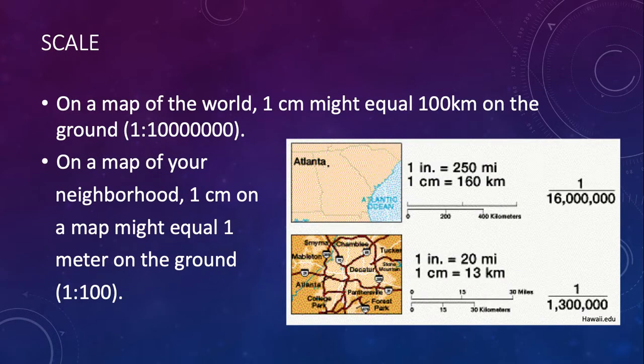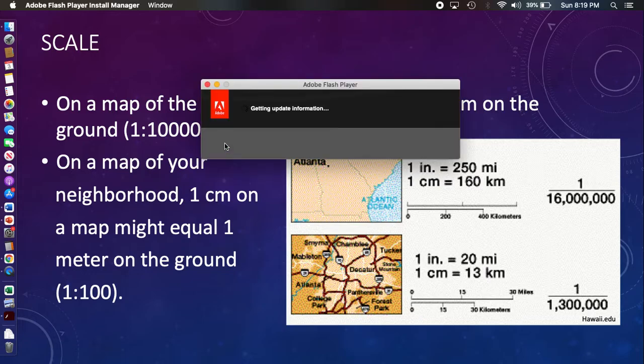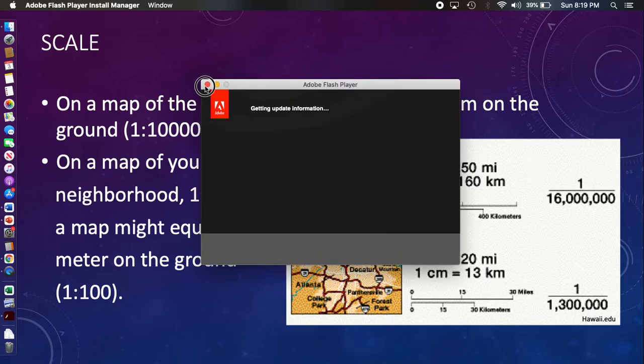On a map of the world, 1 centimeter might equal 100 kilometers on the ground, that being a ratio of about 1 to 10 million. On a map of your neighborhood, 1 centimeter on a map might equal 1 meter on the ground, and that would be a ratio of 1 to 100.